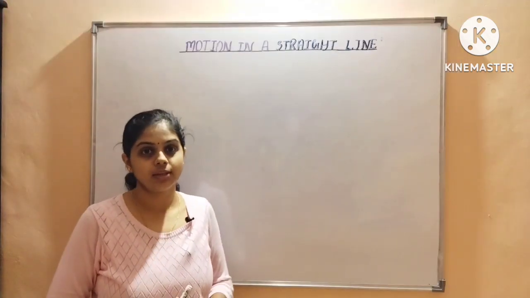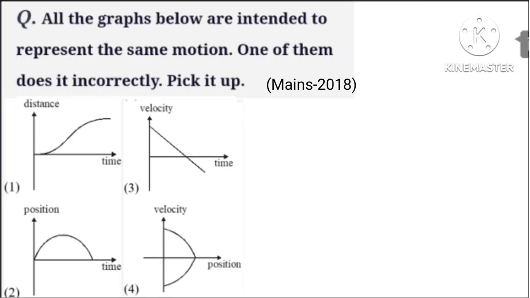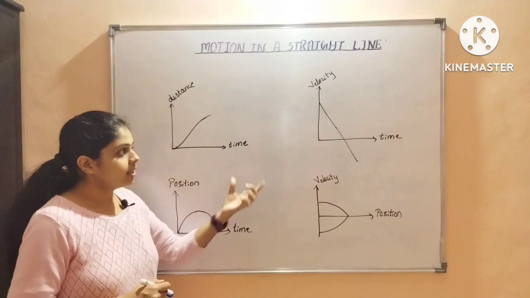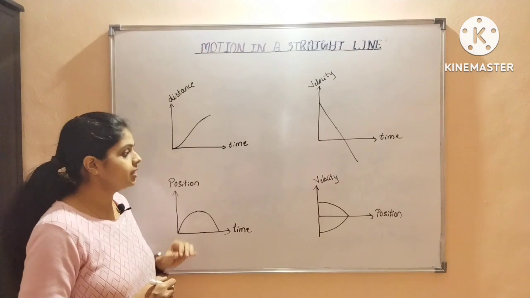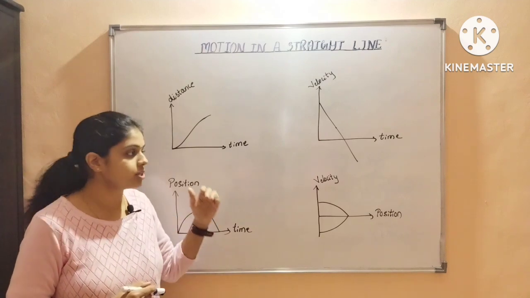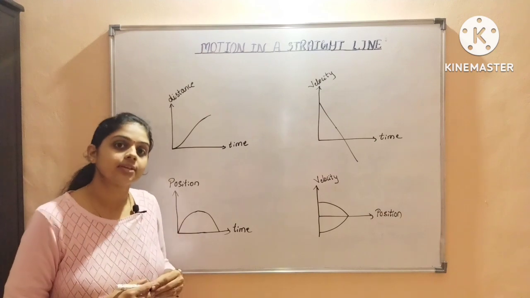Let us go for next question. The question is like this. All the graphs below are intended to represent the same motion. One of them does it incorrectly. Pick it up. Here there are 4 graphs given. Out of 4, one graph is not representing the situation as other 3 graphs represent. We have to choose that graph.